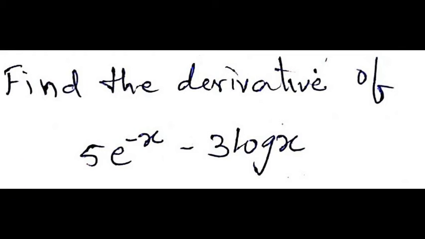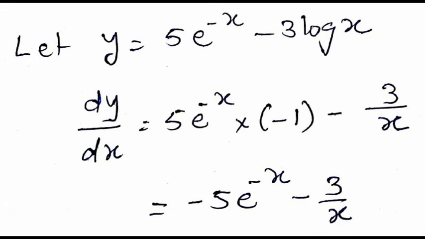Find the derivative of 5 e raised to minus x minus 3 log x. Now let y is equal to 5 e raised to minus x minus 3 log x. We know that derivative of e raised to x is e raised to x itself, and therefore derivative of e raised to minus x is e raised to minus x into minus 1, and derivative of log x is 1 upon x, and therefore the final answer is minus 5 e raised to minus x minus 3 by x.